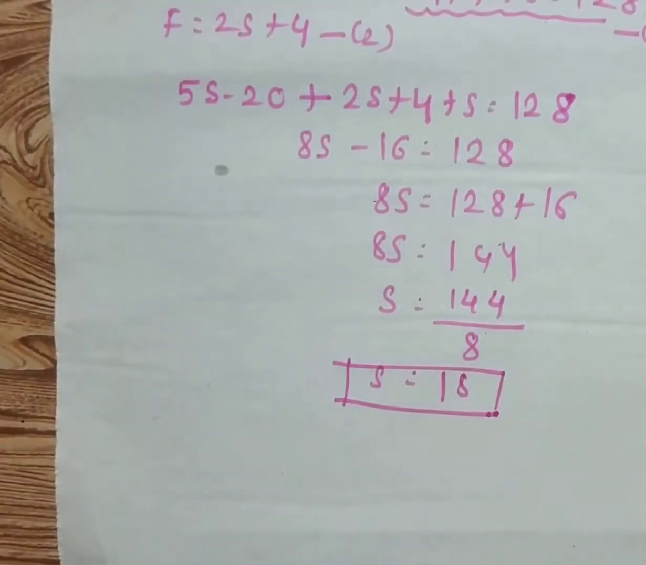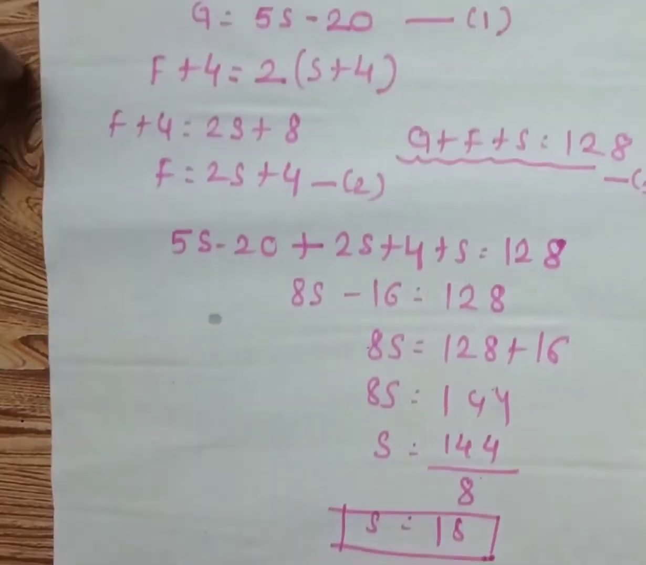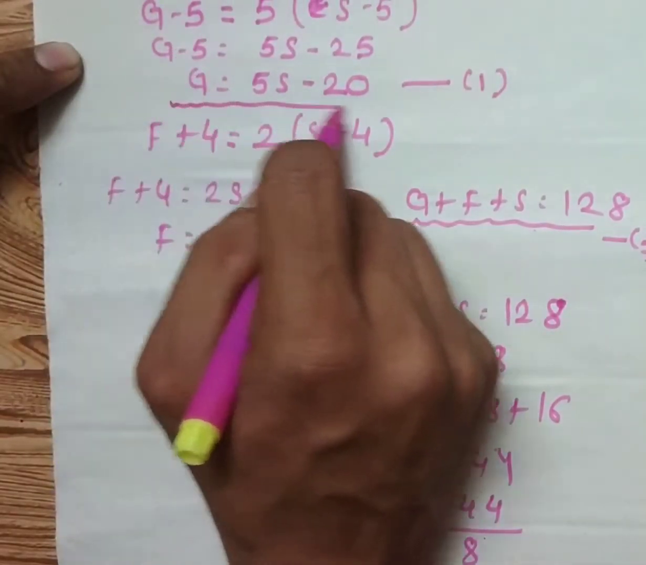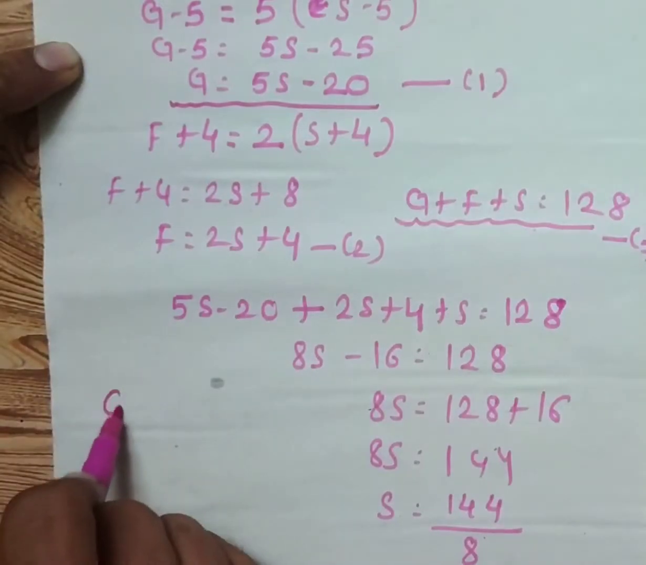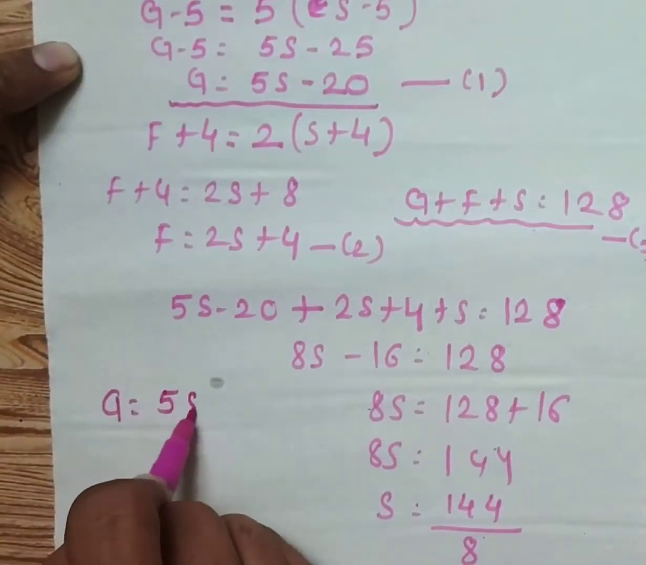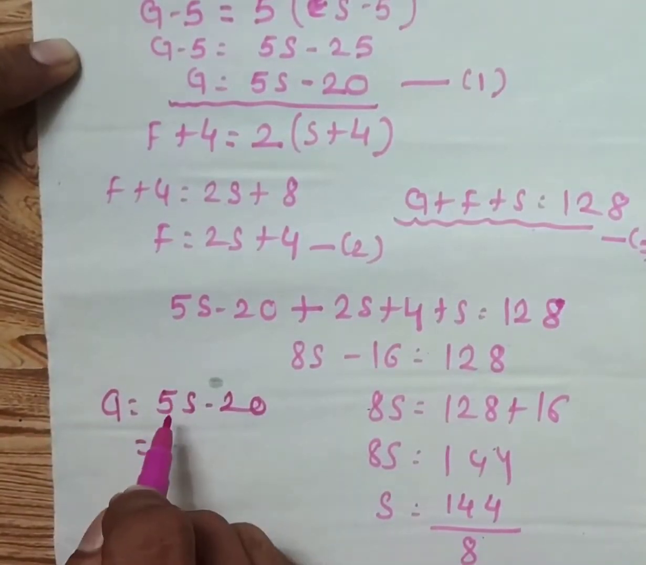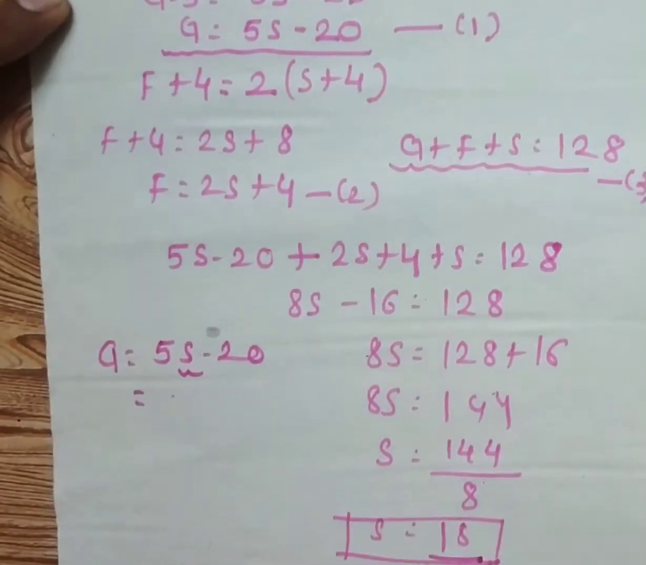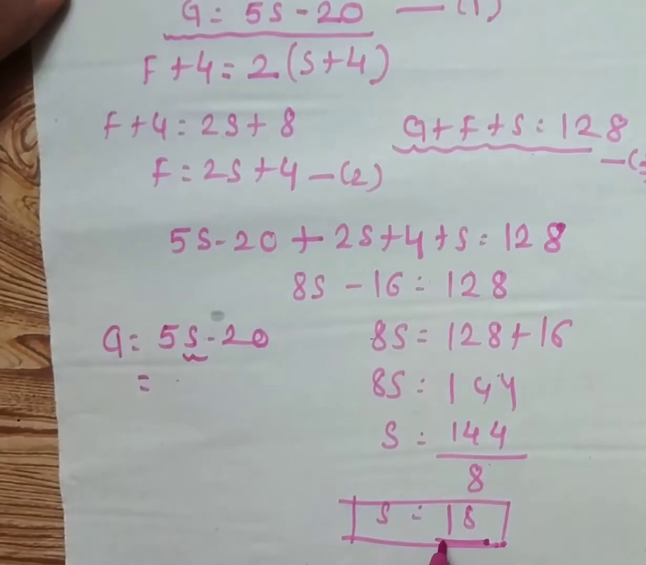But we have to find the present age of the grandfather also, and the present age of the father also. We know that for the grandfather we got the equation G is equal to 5S minus 20. I can put the value of S as 18, because we have calculated the value of S as 18.